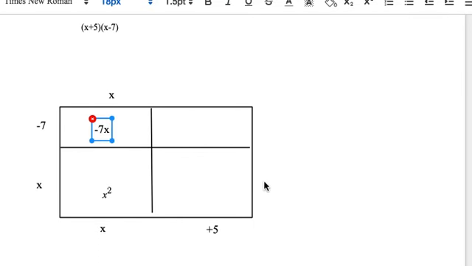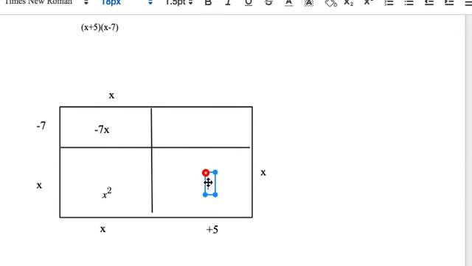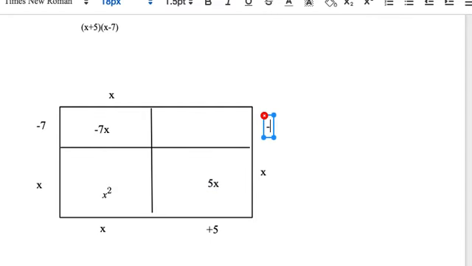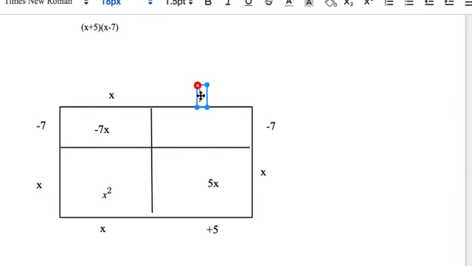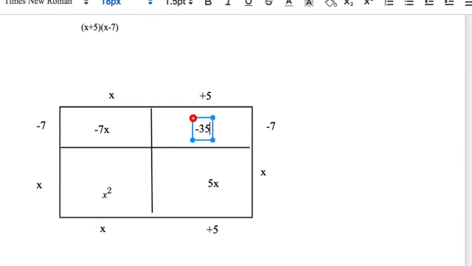And I'm going to do the same thing. Over here is x, so I have 5 times x. That's going to be a positive 5x. Right here again, this is going to be negative 7. This piece up here is going to be the positive 5. Positive 5 times negative 7 will be negative 35.